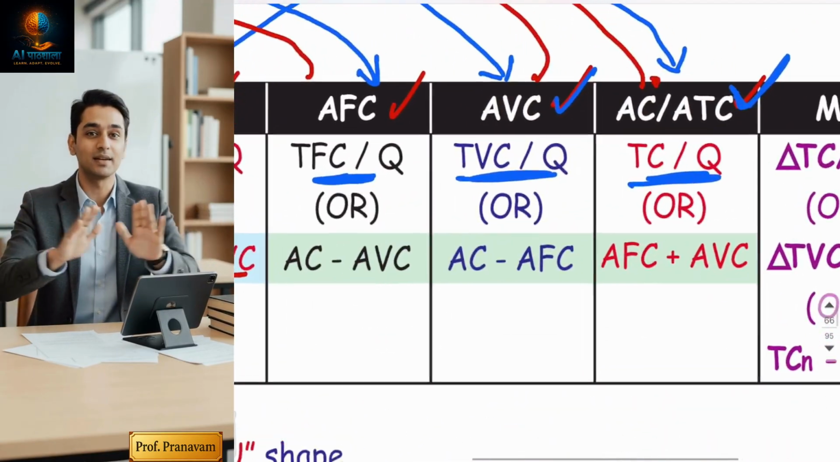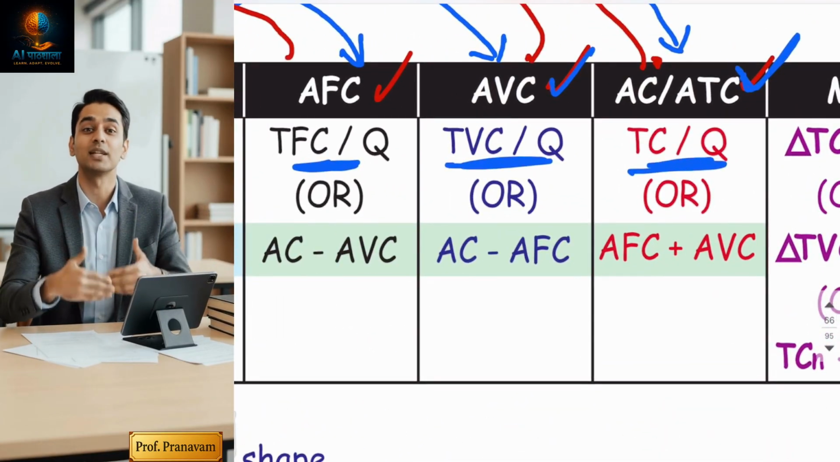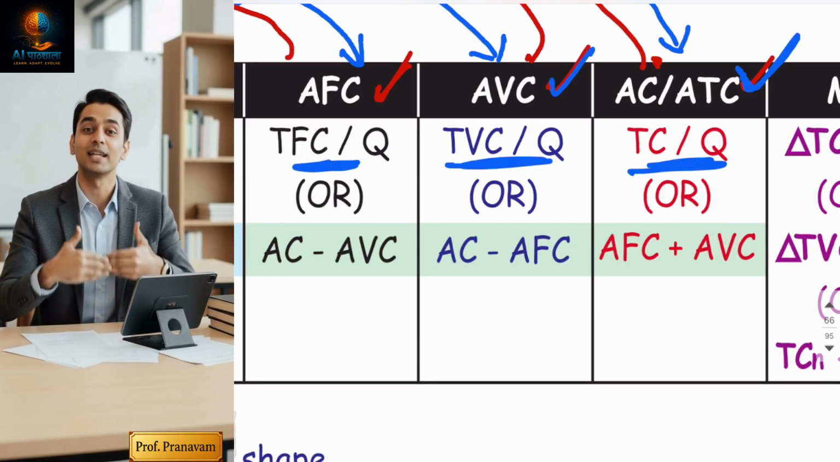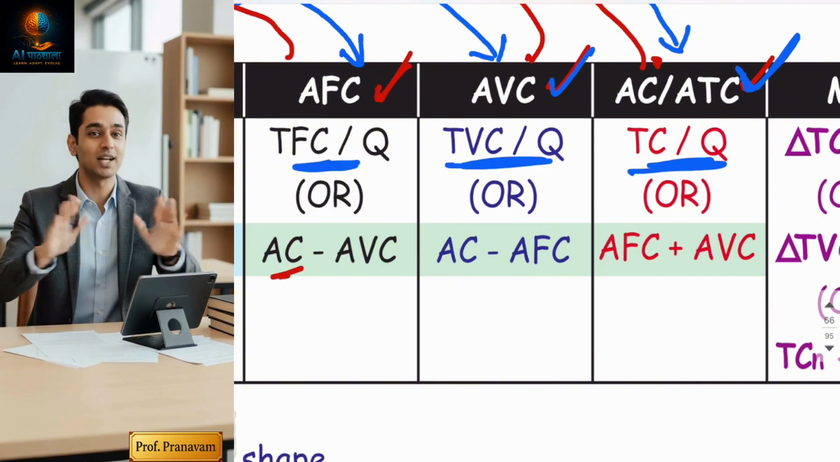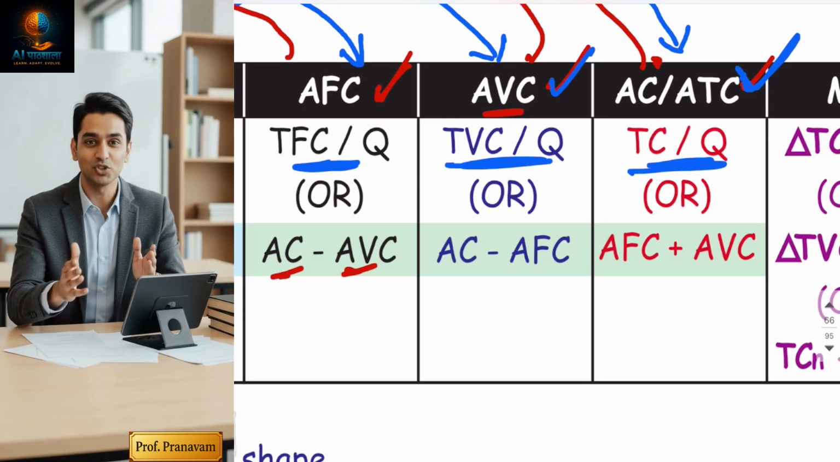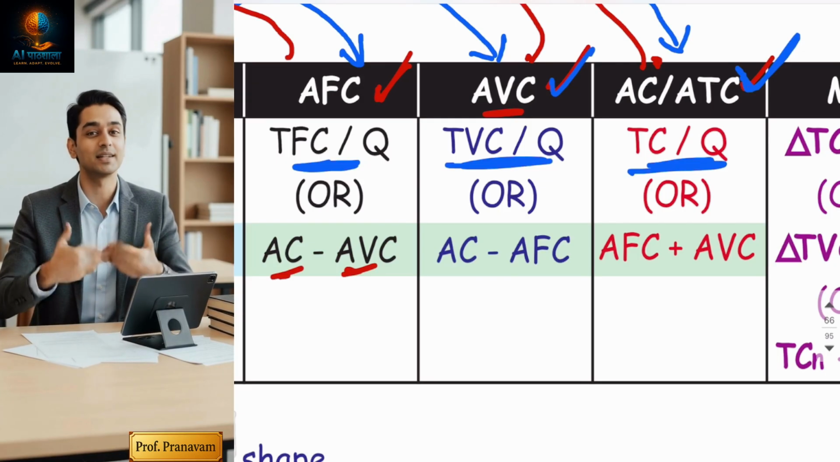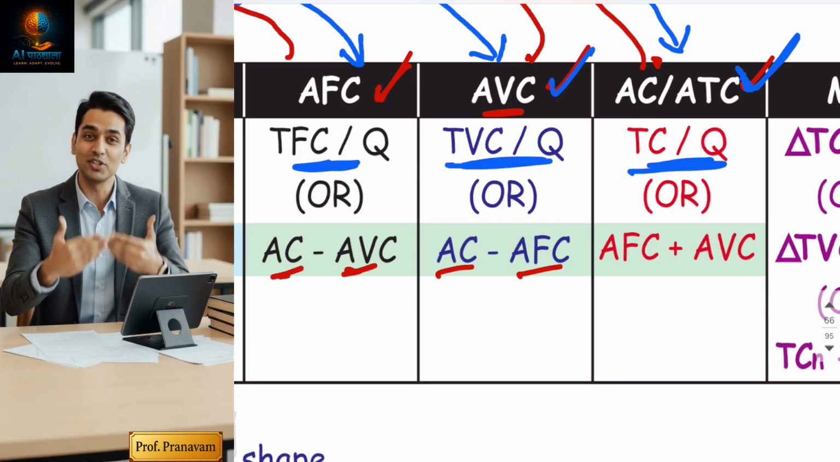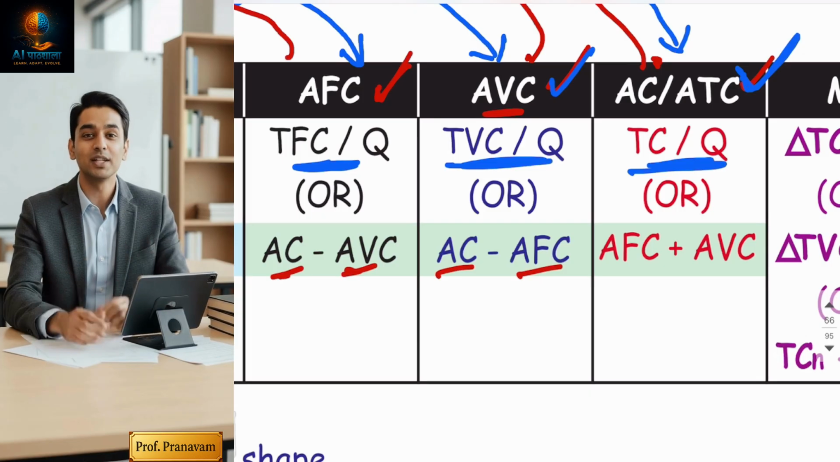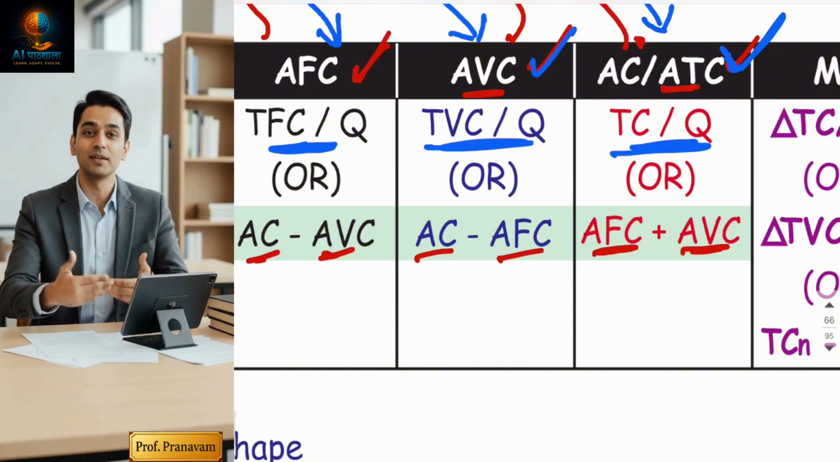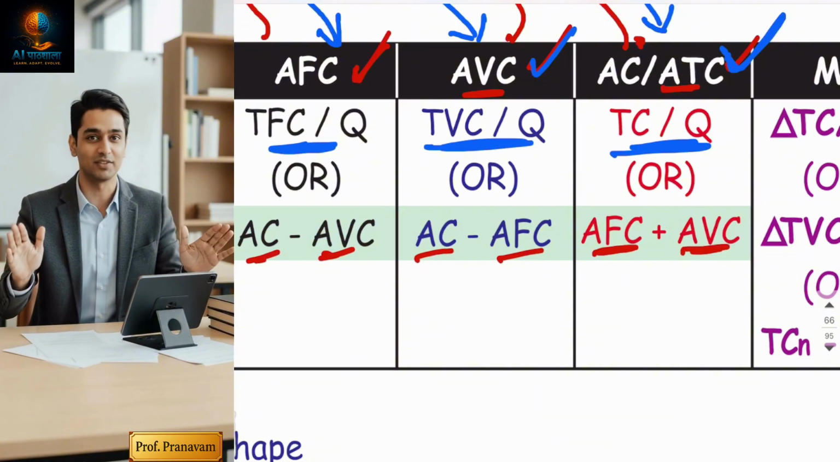Similarly, from the averages, you have to find the averages. So if in the exam they tell you to find AFC, they will give you AC and AVC. So AC minus AVC will be your AFC. Similarly, if they tell you to find AVC, they will give you average fixed cost and average cost. So AC minus AFC will be AVC. All small points I have mentioned in my notes. What is ATC? It is a sum. Average fixed cost plus average variable cost will become average cost.